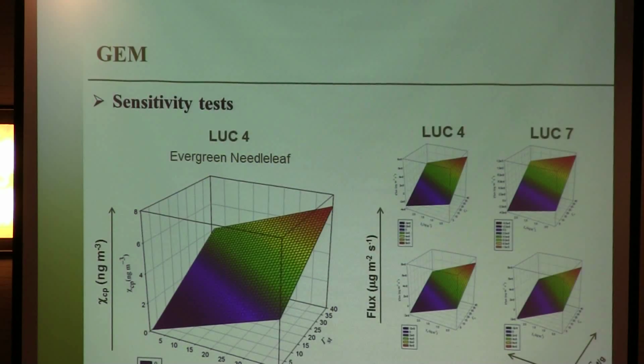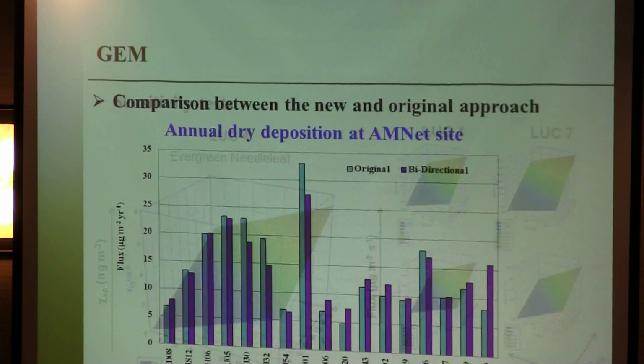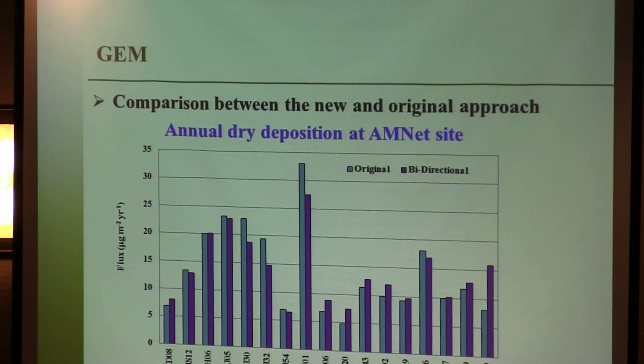So we did lots of sensitivity tests for all the available sites for which we have data. We tested emission potential from soil and emission potential from stomata. Then we can calculate the canopy compensation point as a function of these two parameters and compare with literature-reviewed results. And then we choose the most appropriate value for each individual site.